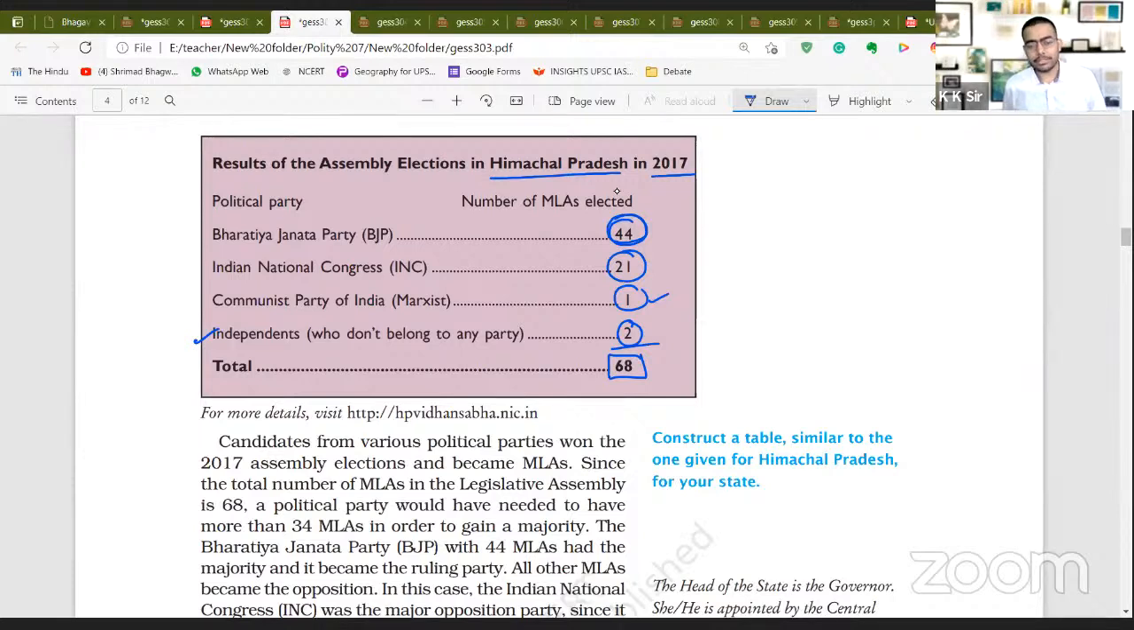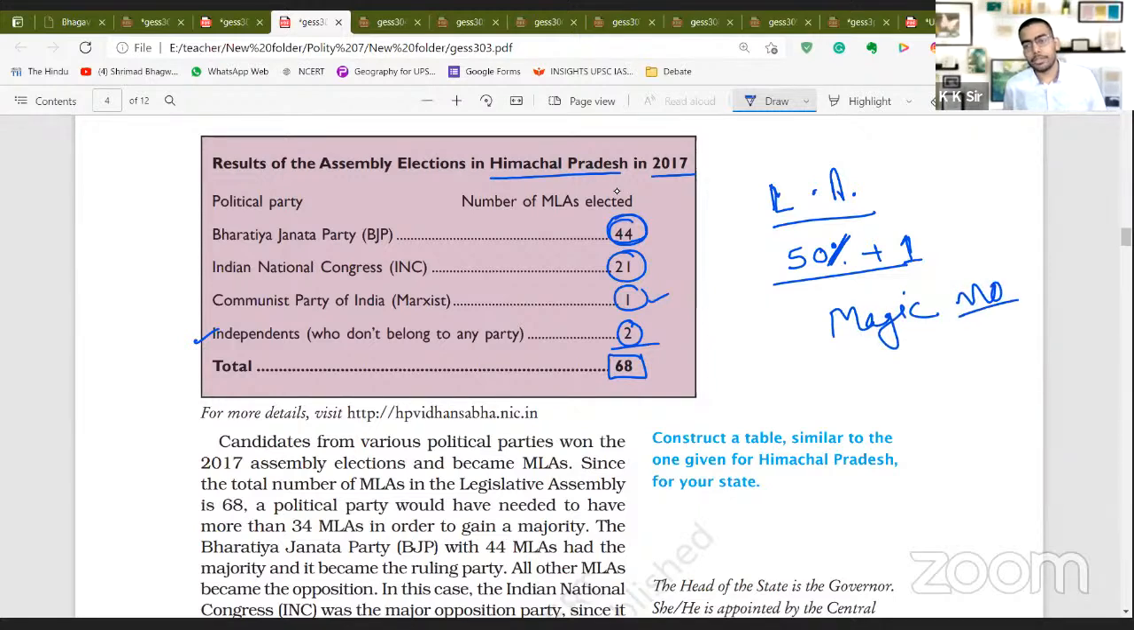So the rule is that in the legislative assembly, whosoever gets the majority, which is considered as 50% plus 1, whosoever gets this majority magic number, also you must have heard in newspapers, magic number, whosoever gets this number of votes, they will become the majority party and they will form the government.